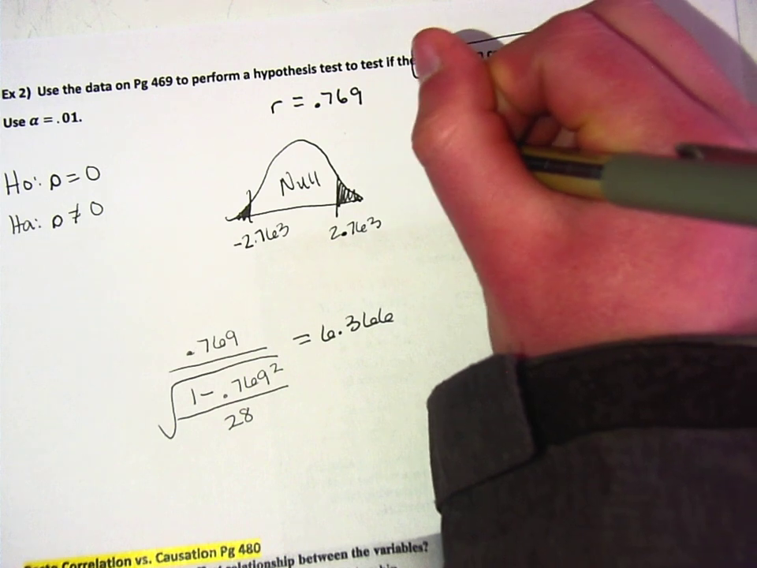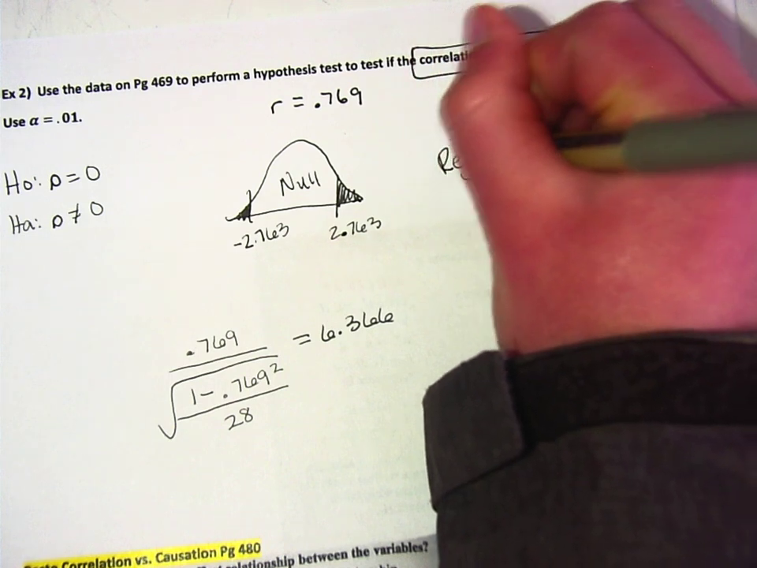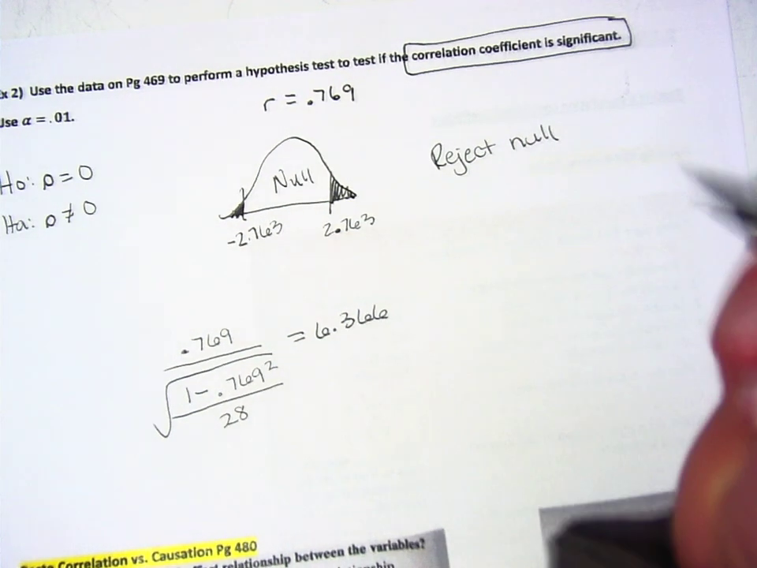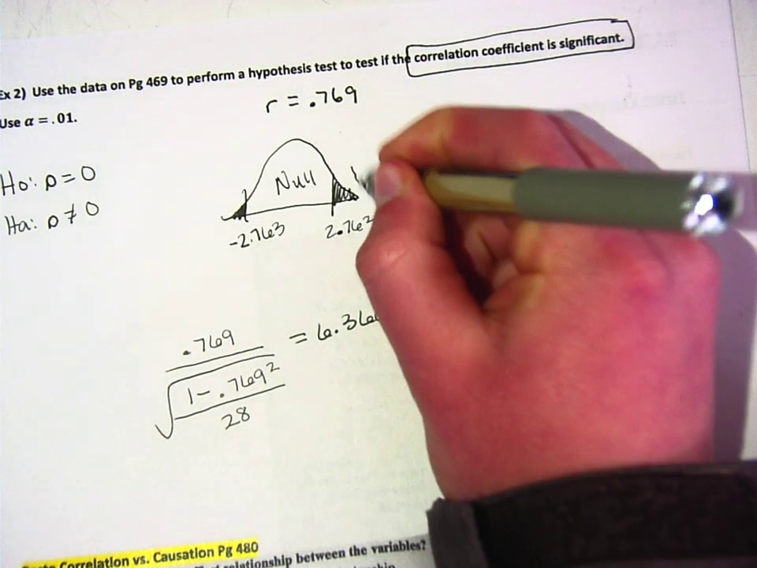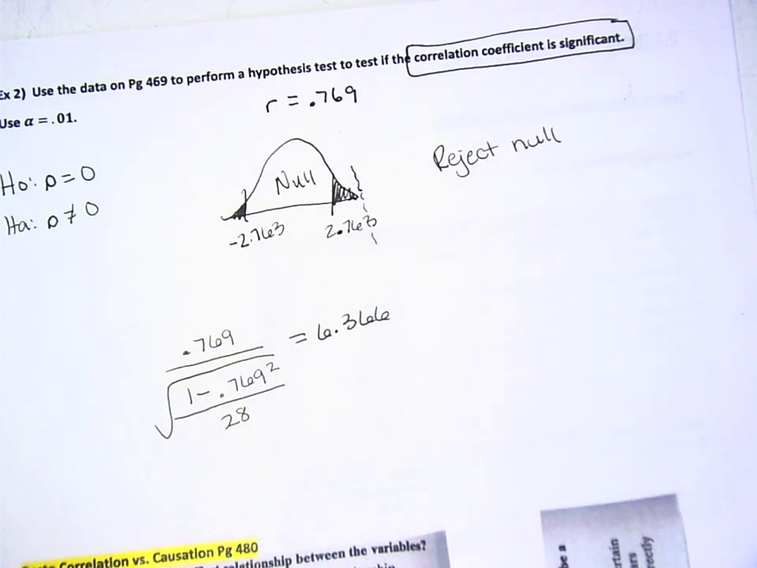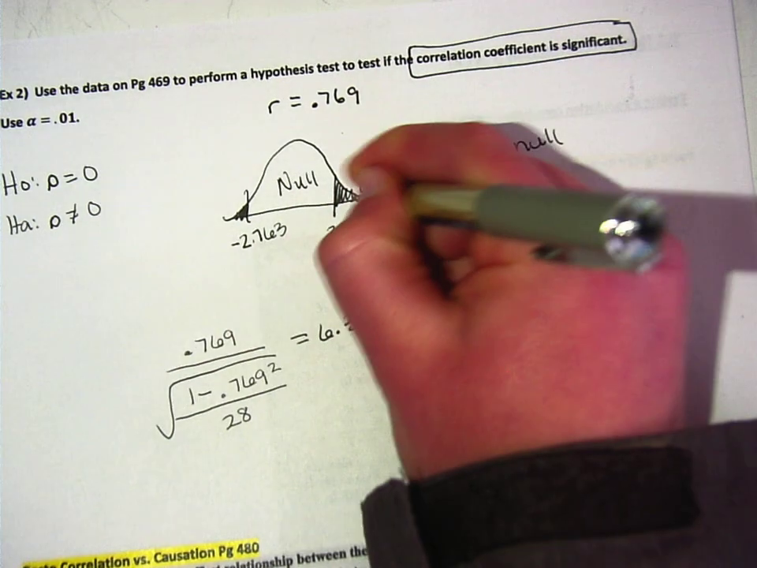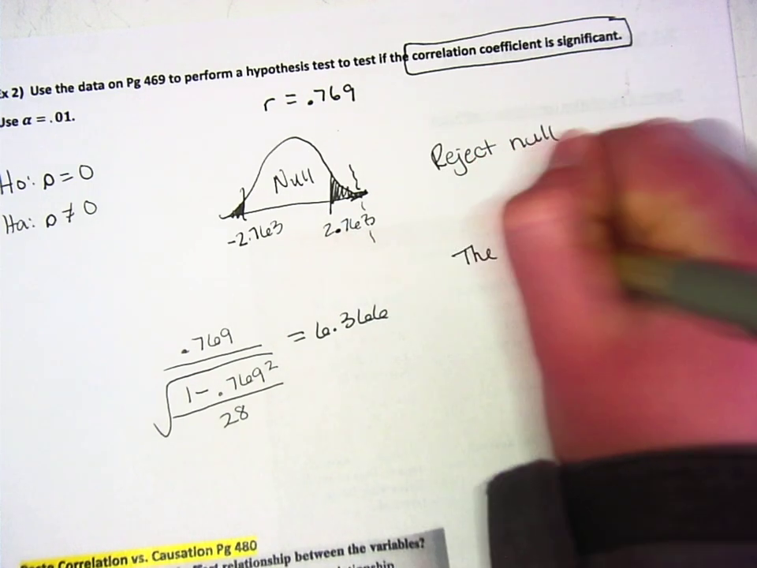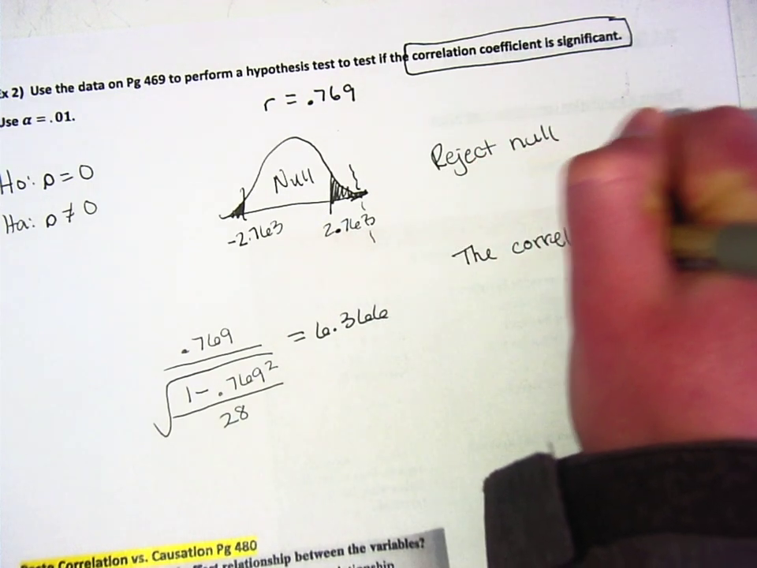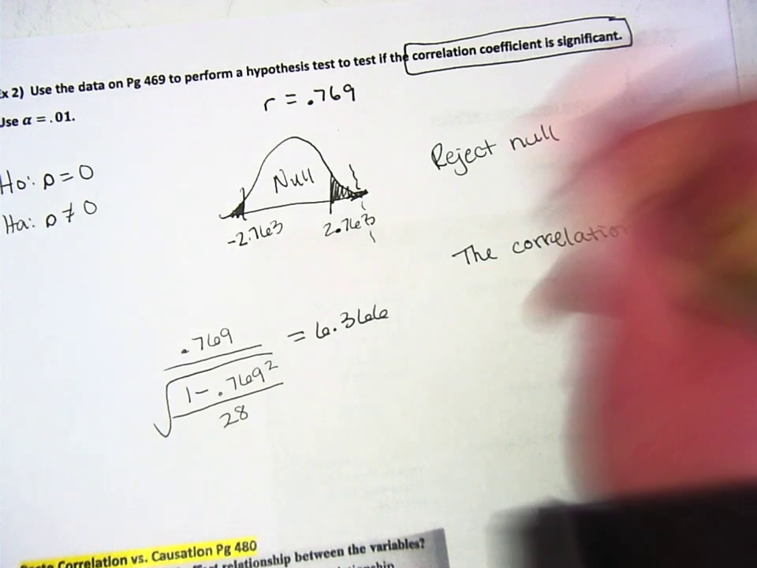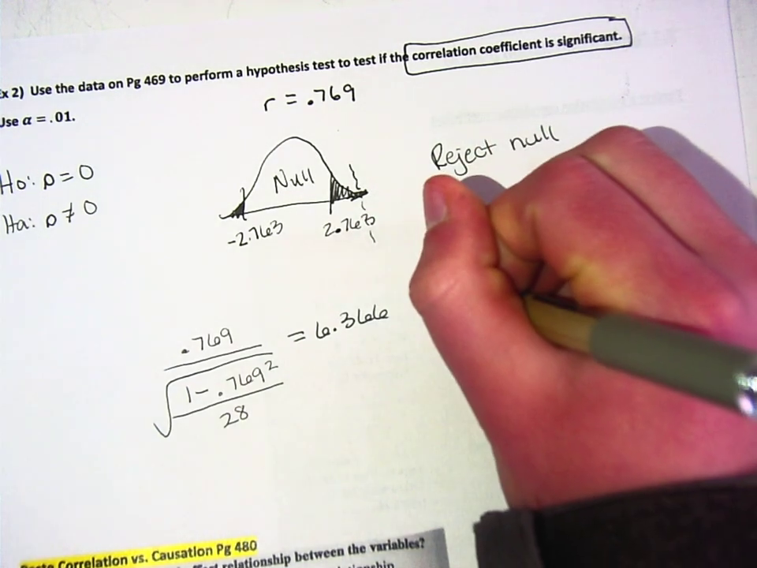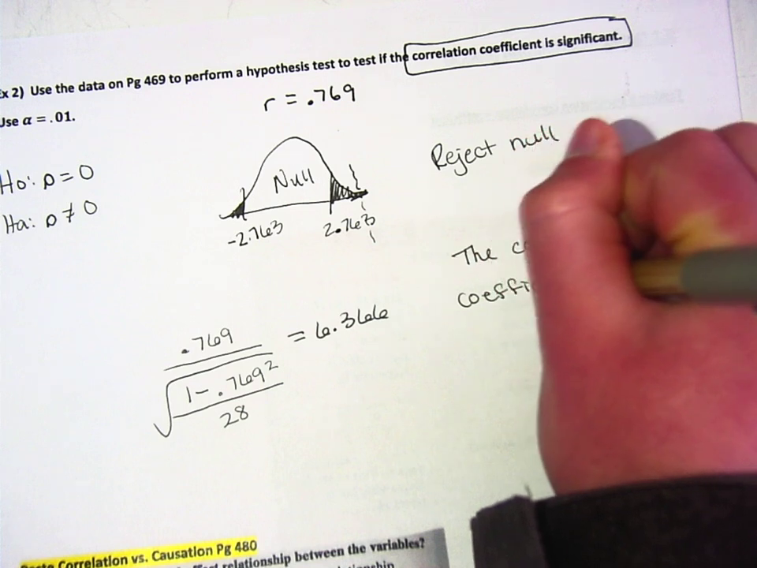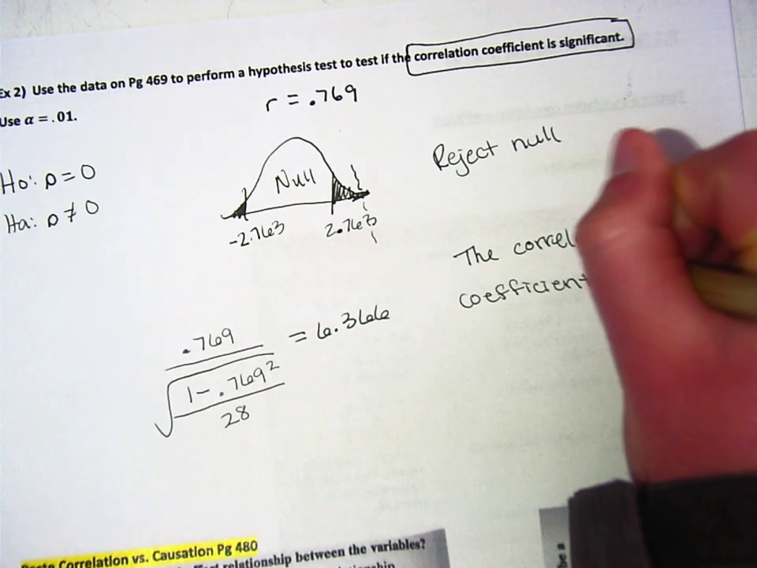And then we reject the null because it's way outside of the bell. And then the correlation coefficient is significant. Make that one flowing sentence: we reject the null and notice that the correlation coefficient is significant.